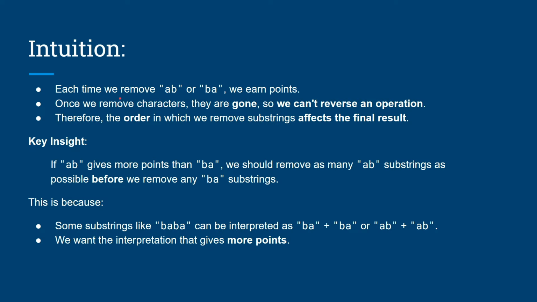So can we say that if we are going for the intuition, each time we remove AB or BA and we earn the point. Once we remove the characters, they are gone, right?